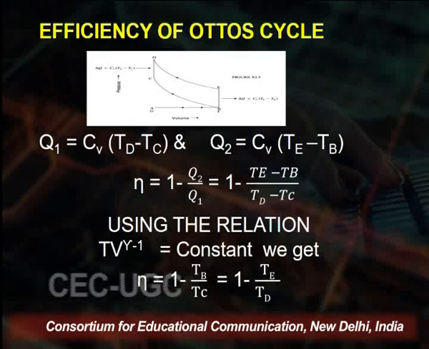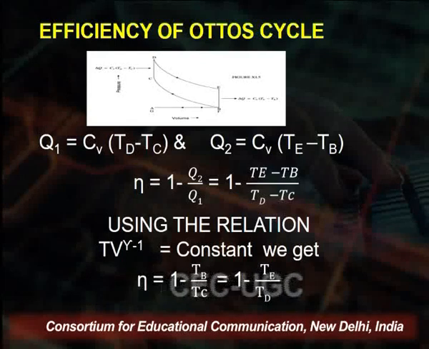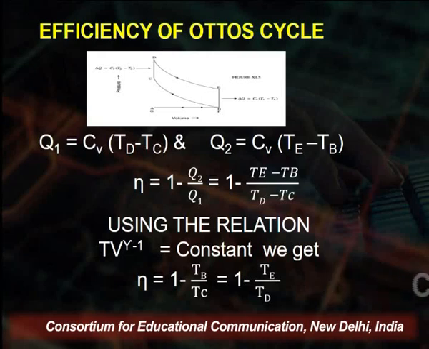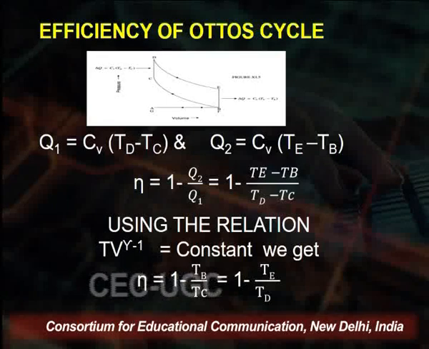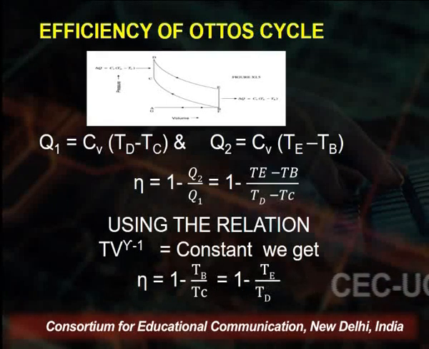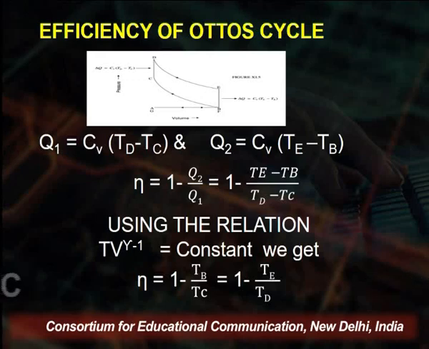which is equal to 1 minus (Te minus Tb) over (Td minus Tc). Now we will use the relation TV^(gamma minus 1) is equal to constant. Substituting this in the above expression, we get eta is equal to 1 minus Tb by Tc. So this is a brief discussion about the Otto cycle, and I hope you have understood the concepts of heat engines and what a heat engine is all about.